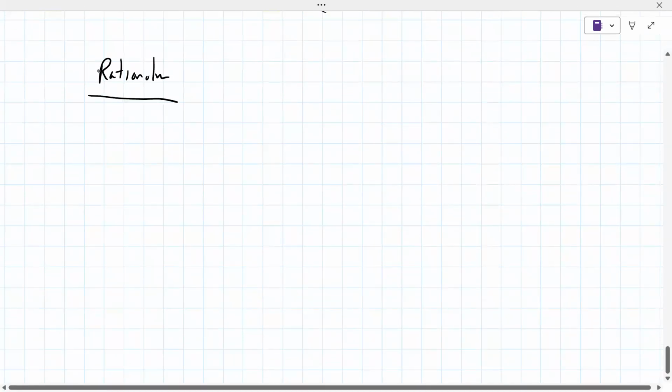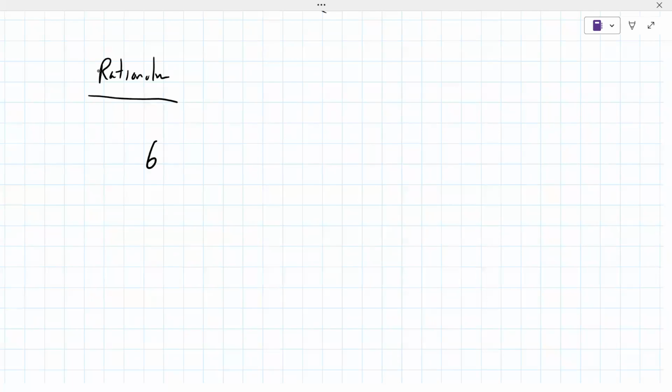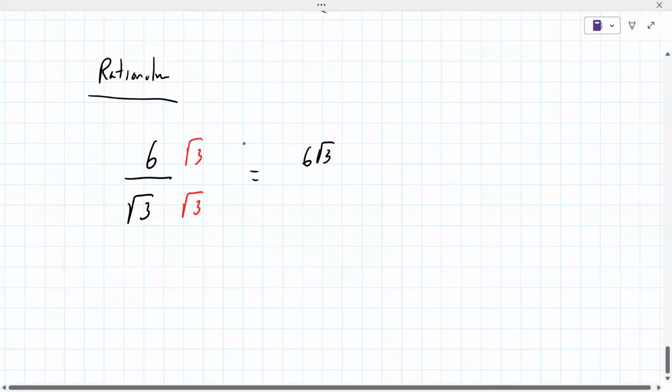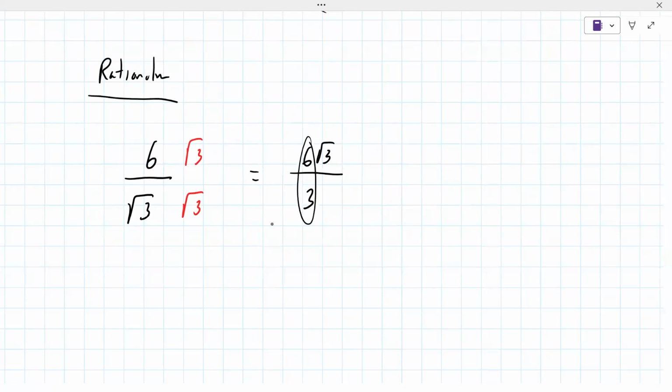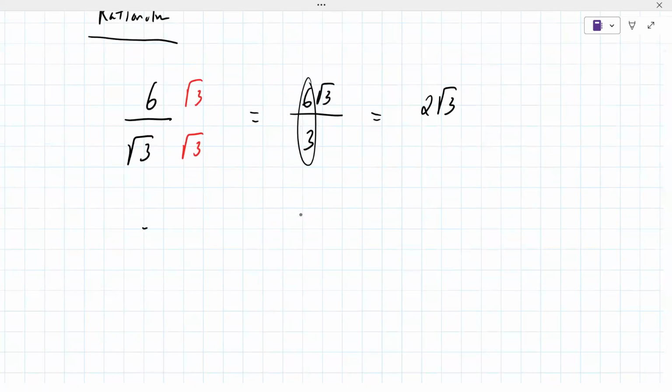So the most basic example is something like 6 over the square root of 3. You rationalize by multiplying the top and bottom by the root. This becomes 6 root 3 over, can you tell me what the bottom becomes? 3. It becomes 3. And then sometimes you have to simplify here. This becomes 2 root 3. But it doesn't always work. Like it could be 7 over root 2, and you multiply the top and bottom by root 2. This becomes 7 root 2 over 2, and that is everything.